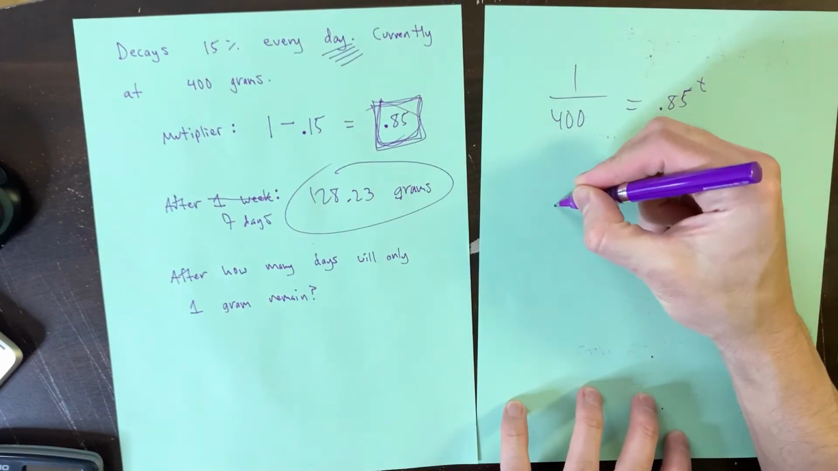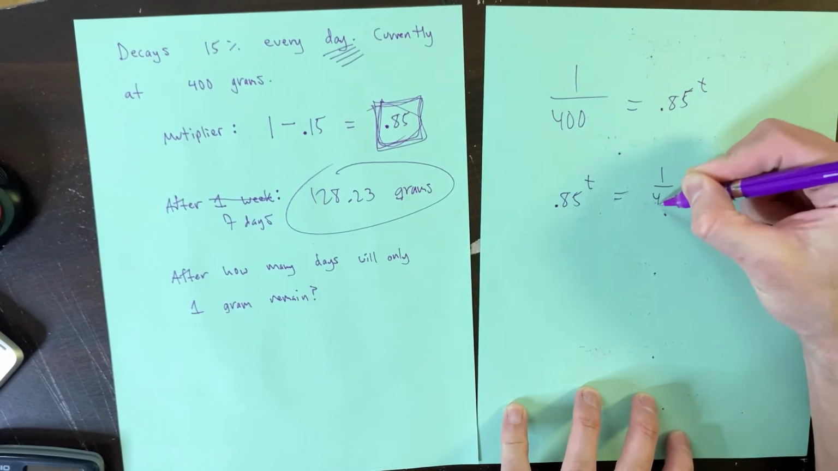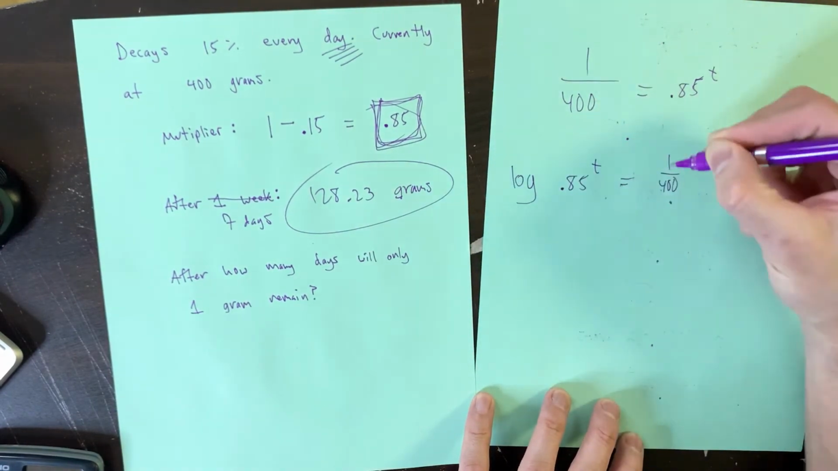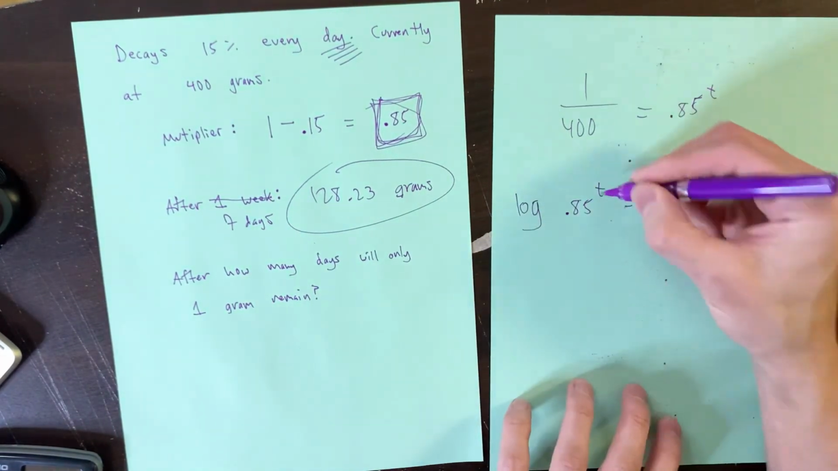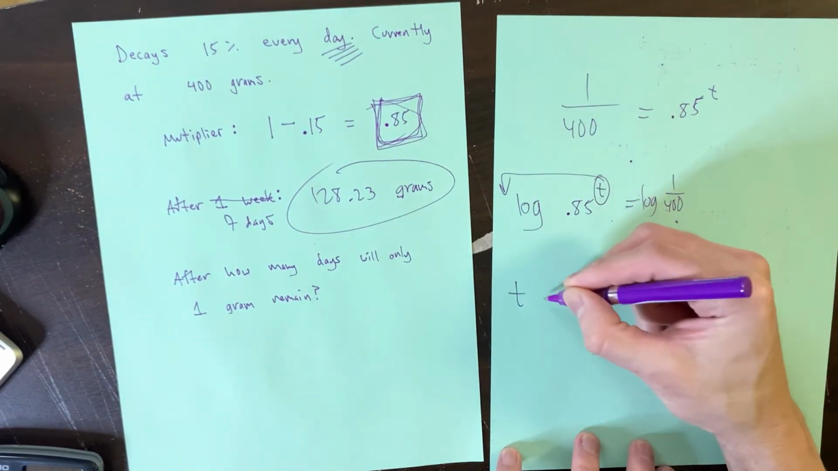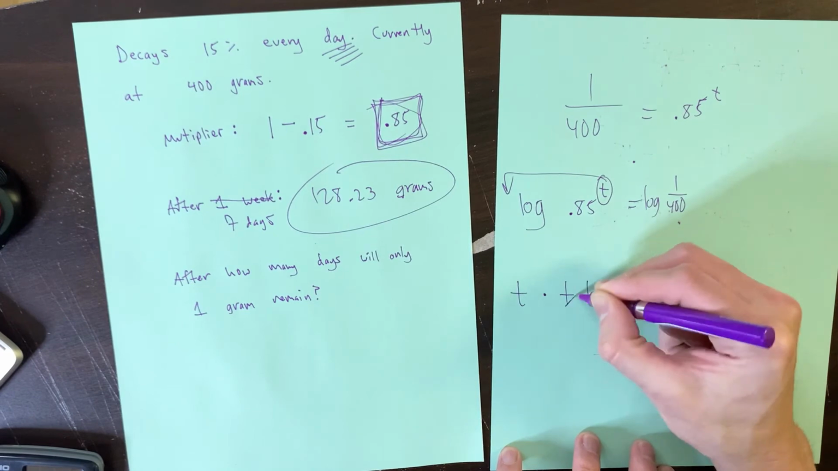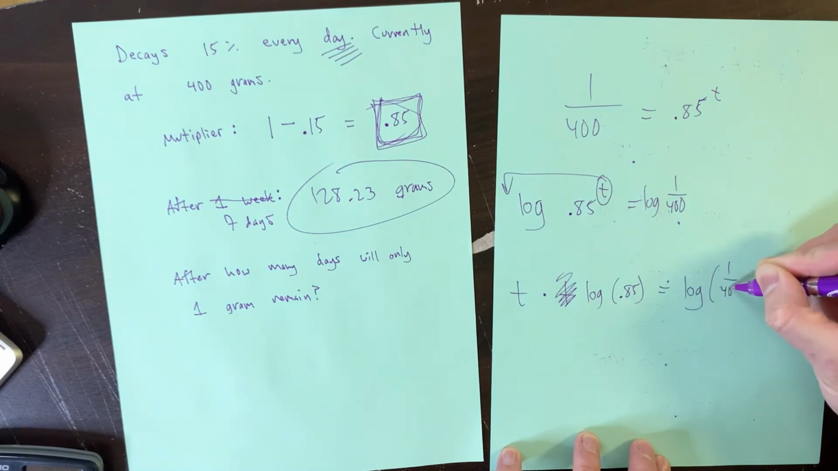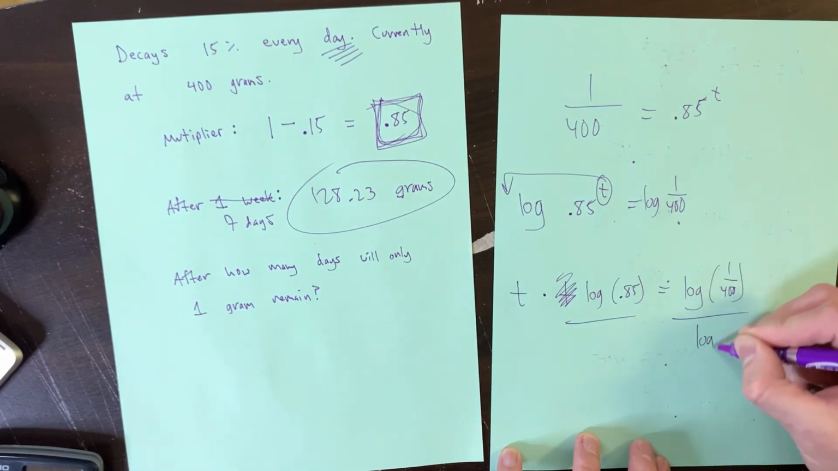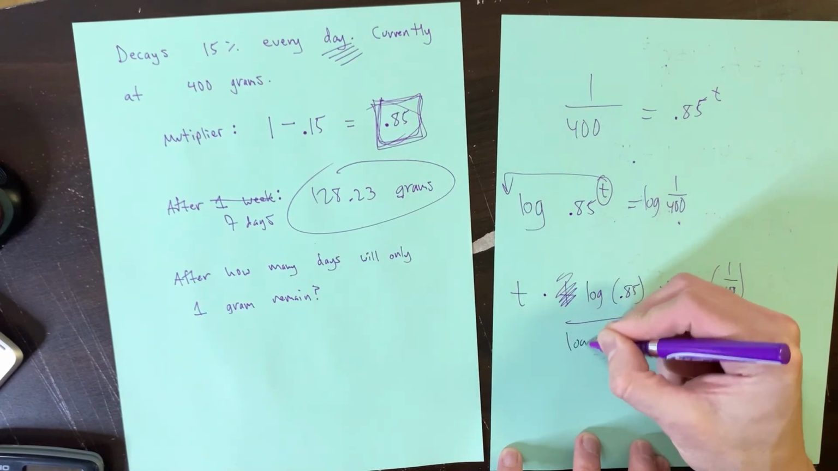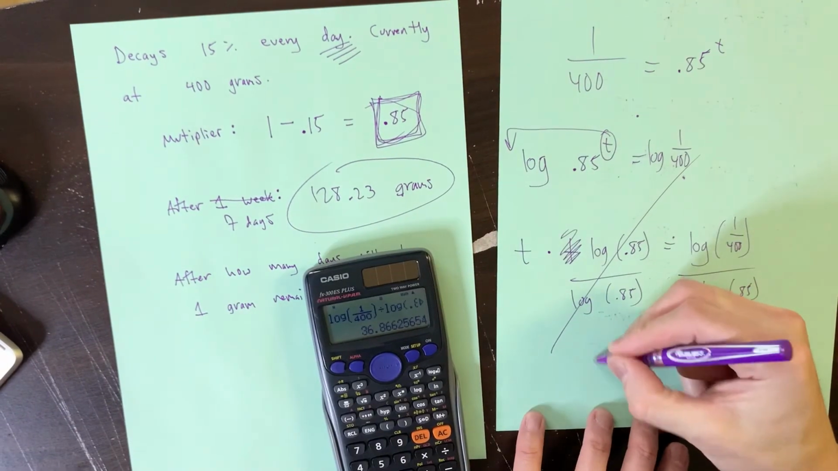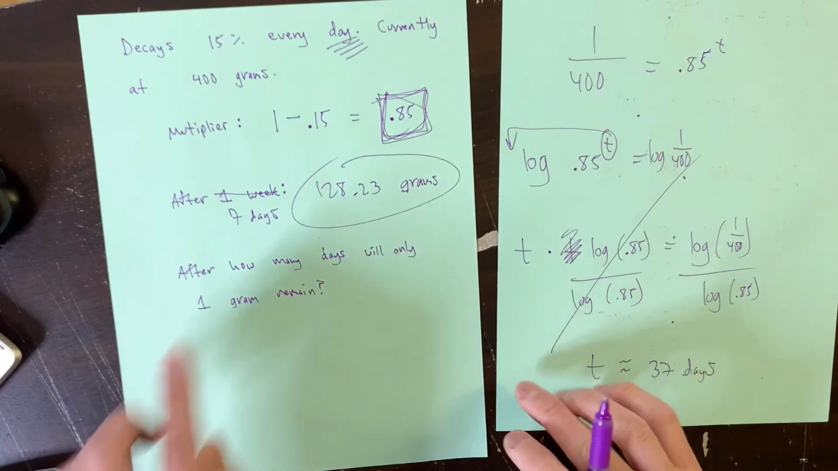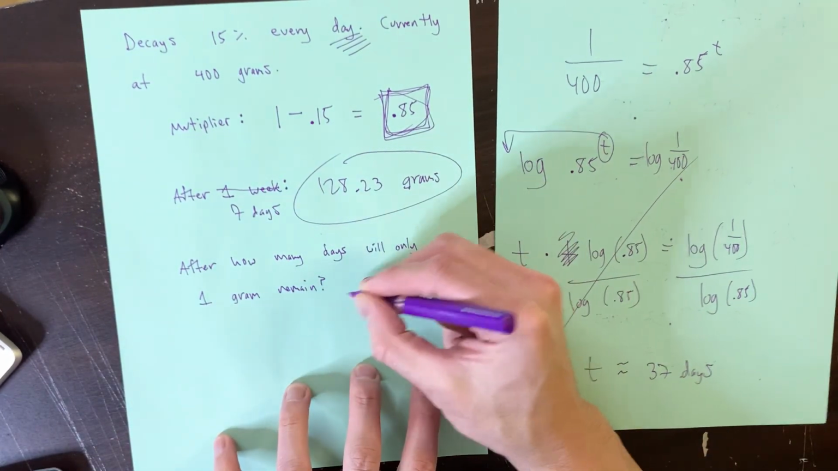Now to solve that equation, maybe we can reverse the order. And then maybe we can take the log of both sides. And then remember, once you have a log, this exponent can go to the front as a coefficient. So it's t times log of 0.85 equals log of 1/400th. And then finish this problem by dividing both sides by log of 0.85. And for my random problem, it's about 37 days because it was in terms of days. So after how many days? About 37 days.